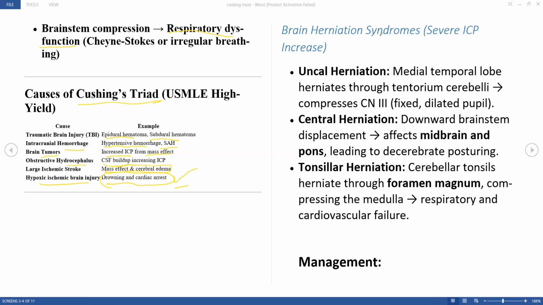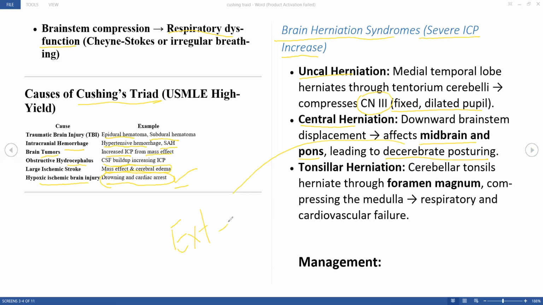So, these are some brain herniation syndromes that are associated with increased intracranial pressure. Uncal herniation is highly associated with cranial nerve 3, the oculomotor nerve. It will present with a fixed dilated pupil. Central herniation basically affects the midbrain and pons, and it will lead to decerebrate posturing, also known as extensor posturing.